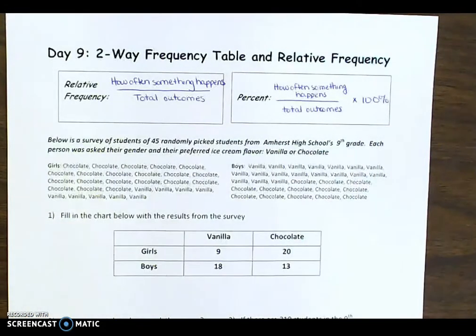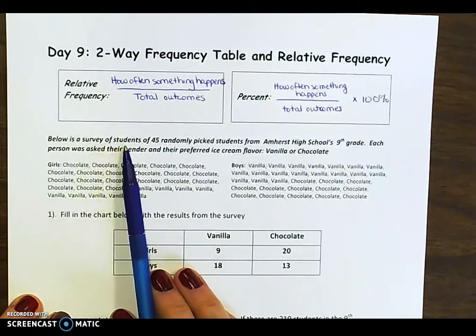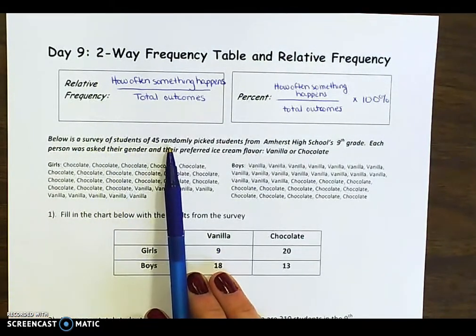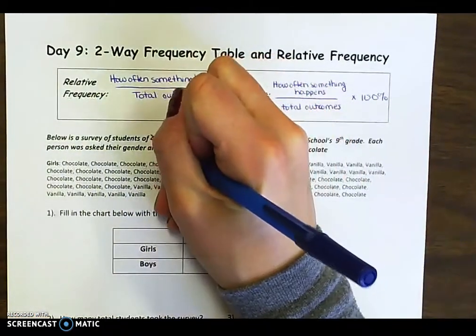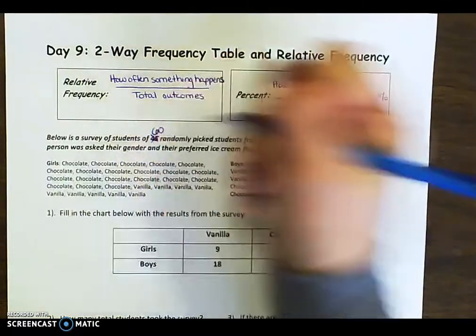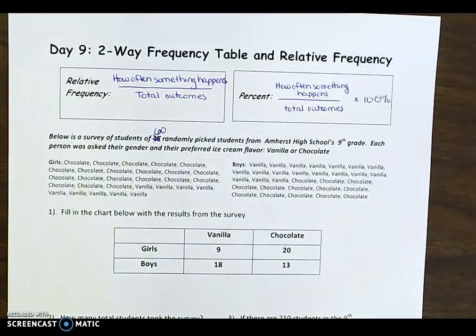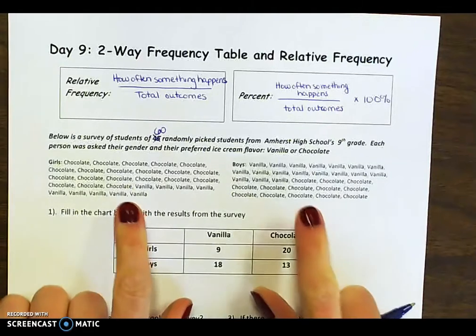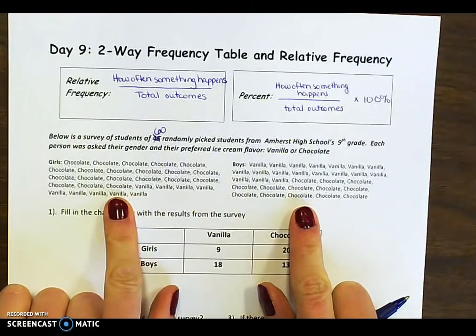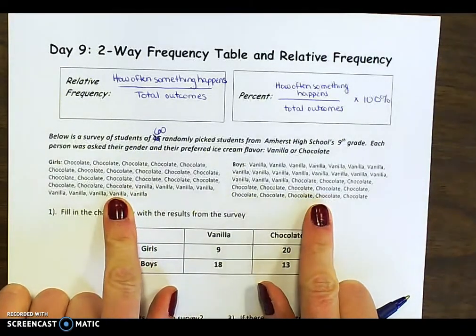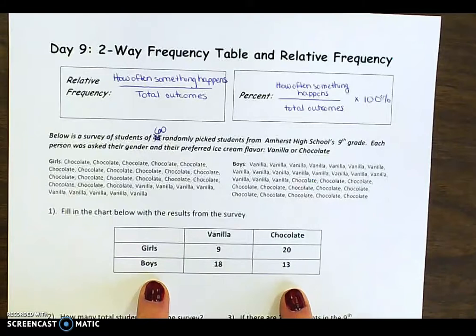Okay, so let's take a look at our first survey of people. So below is a survey of 45 students. No, actually, there's not 45 students. There's actually 60 students, randomly picked from Amherst High School's 9th grade. Each person was asked their gender and their preferred ice cream flavor, vanilla or chocolate. So below here we have our results for the girls and results for the boys. And we put that into a two-way frequency table.